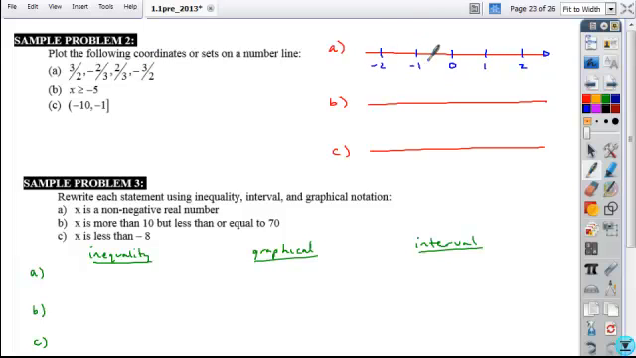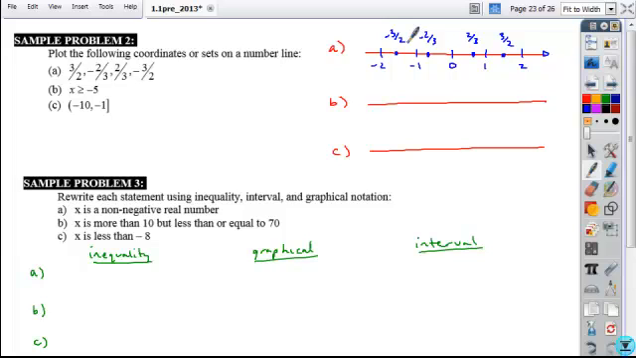So if we set up our graph to look like this, we can plot 3/2 halfway between 1 and 2. -2/3 is between 0 and -1. +2/3. And then finally -3/2 between -1 and -2. And so those would be your points just plotted. And shouldn't be a big issue with that.